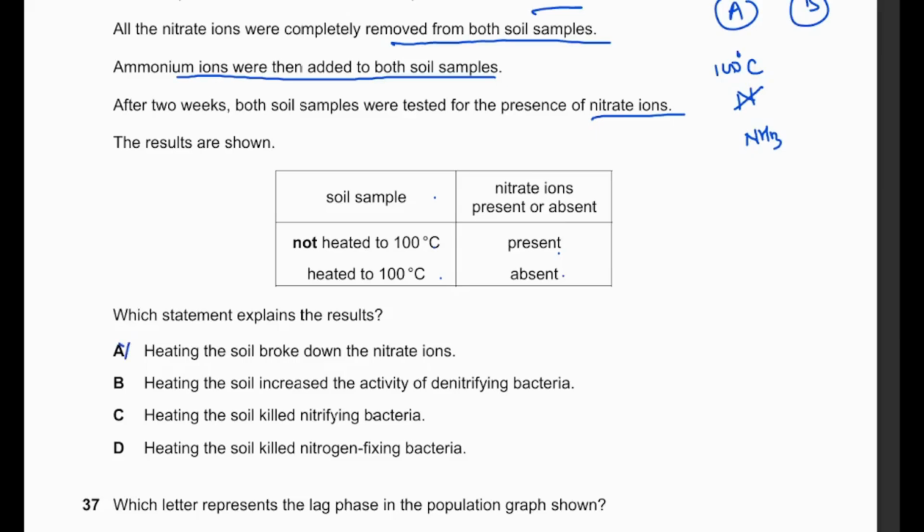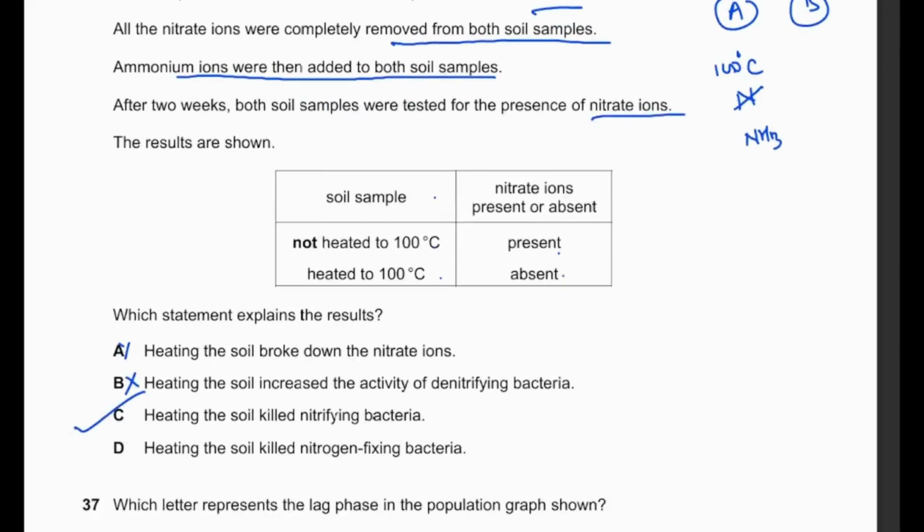Heating the soil increased the activity of denitrifying bacteria. Denitrification is happening? No denitrification. Basically, you heat it, the bacteria are killed. Heating the soil, killing nitrifying bacteria. Yes, at 100 degrees Celsius when you are heating it, microbes are not present. So nitrifying bacteria are completely killed. And heating the soil, killing nitrogen fixing bacteria. The nitrification process is done here. Okay.